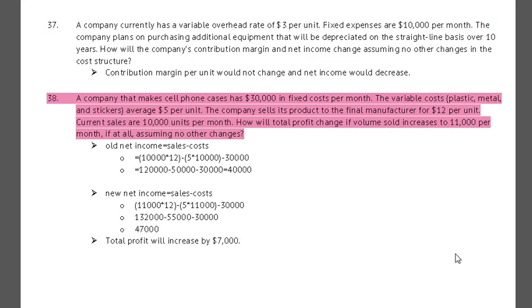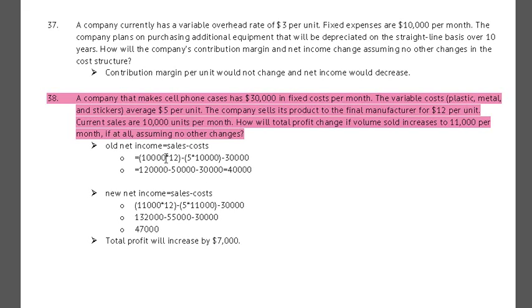Once again, this problem is going exactly like the previous problem, problem 38. In this problem, they're once again wanting to know how will total profit change if the volume is increased to 11,000 units per month. So once again, we're calculating what our old net income would be, sales minus costs. Remember, these costs are fixed costs and variable costs.